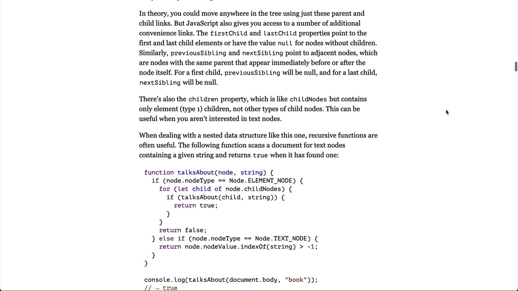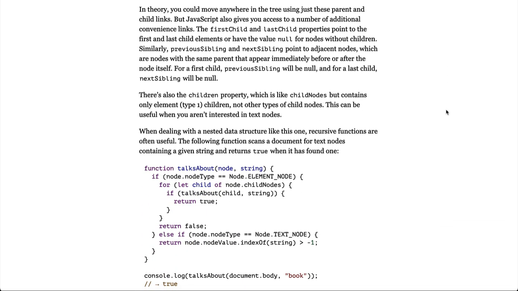In theory, you could move anywhere in the tree using just these parent and child links, but JavaScript also gives you access to a number of additional convenient links. The firstChild and lastChild properties point to the first and last child elements, or have the value null for nodes without children. Similarly, previousSibling and nextSibling point to adjacent nodes, which are nodes of the same parent that appear immediately before or after the node itself. For a first child, previousSibling will be null, and for a last child, nextSibling will be null.